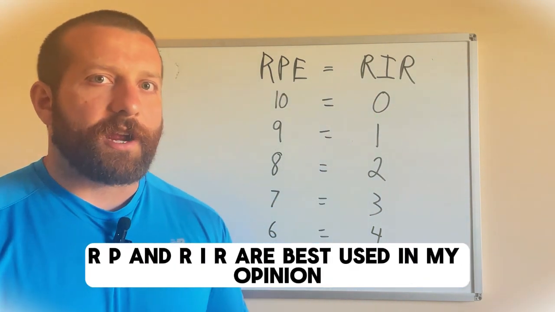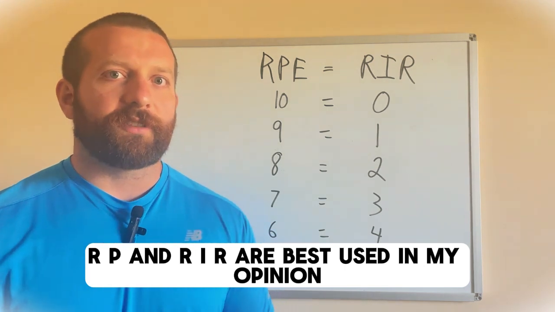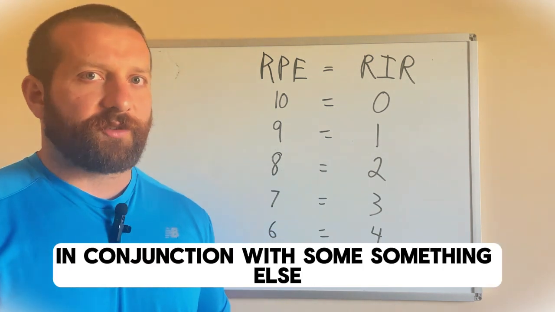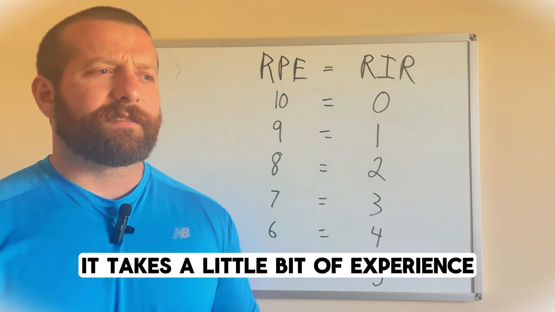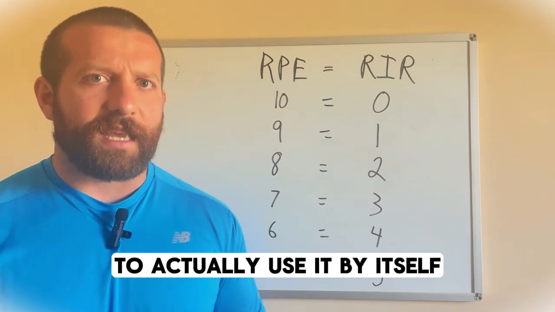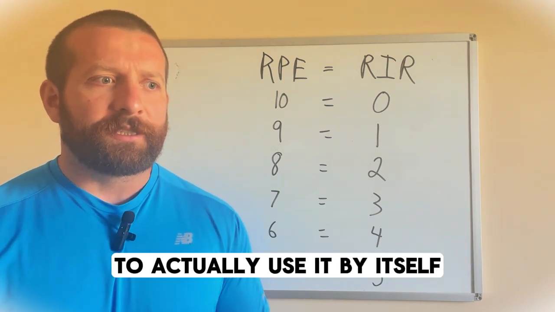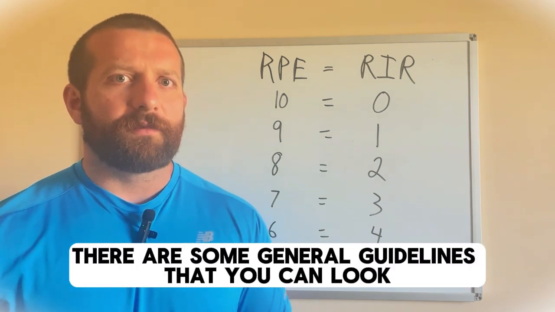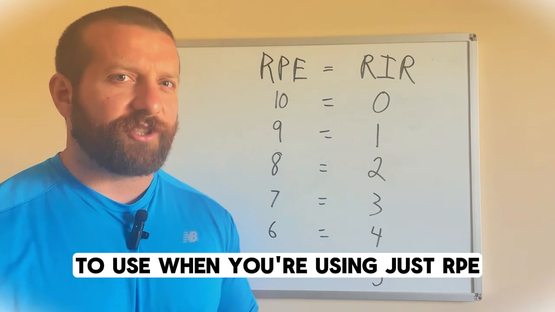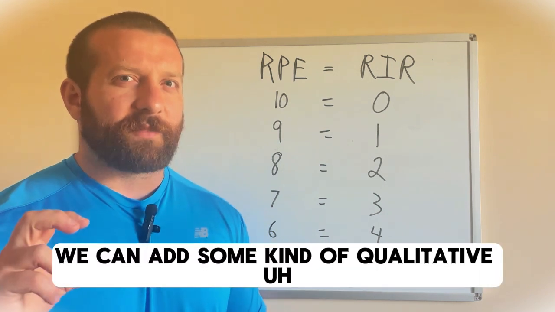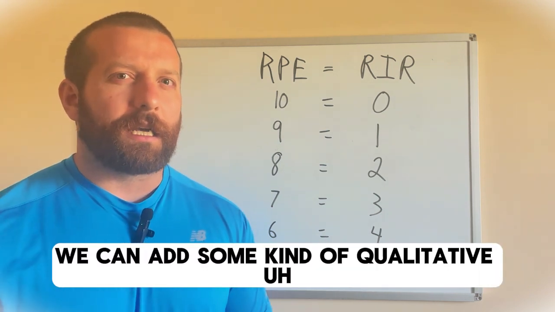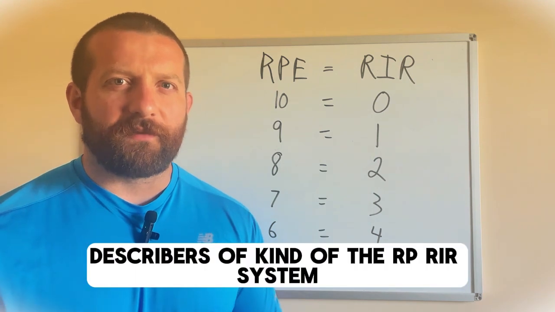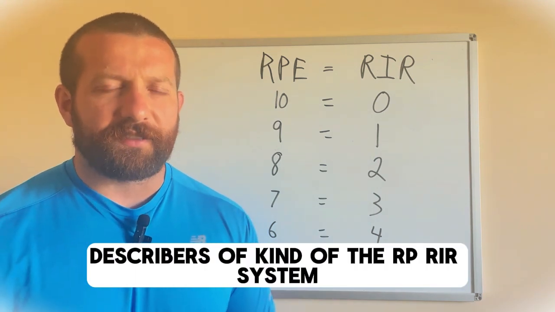Okay, RPE and RIR are best used, in my opinion, in conjunction with something else. It takes a little bit of experience to actually use it by itself, but there are some general guidelines that you can look to use when you're using just RPE. We can add some kind of qualitative descriptors of the RPE RIR system.